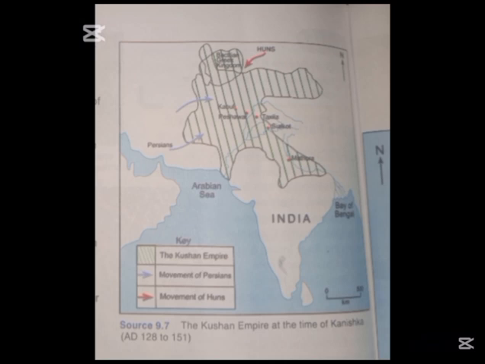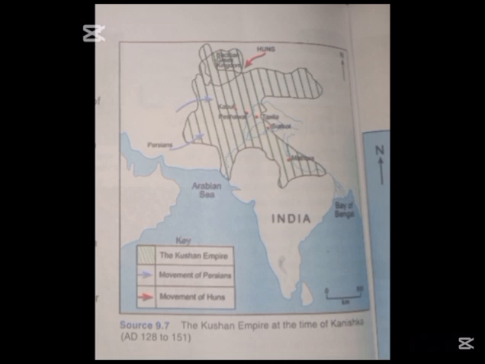Now let me explain this map of source 9.7, the Kushan Empire at the time of Kanishka, AD 128 to 151. So you can see on the map the shaded area, which shows how large the Kushan Empire was. It spread across Afghanistan, Pakistan, parts of India, and areas of Central Asia. Its important cities were Kabul, Peshawar, Taxila, Sialkot, and Mathura.